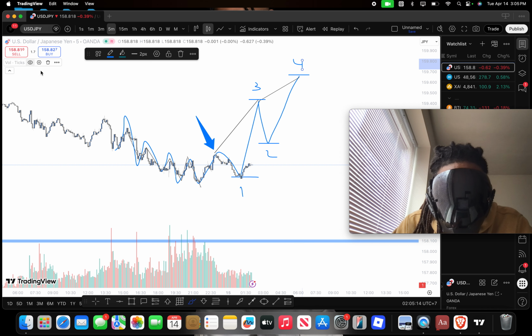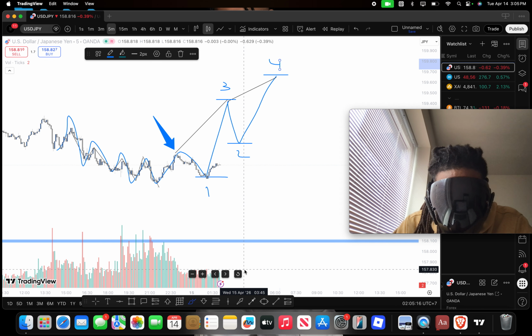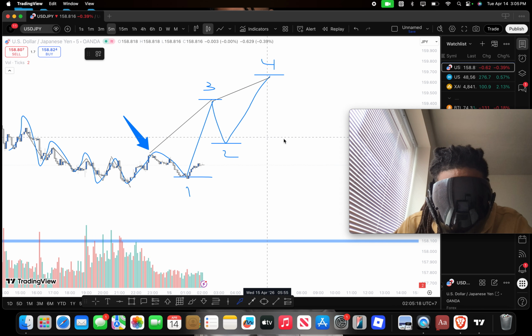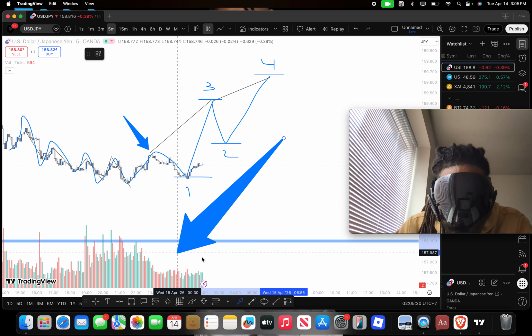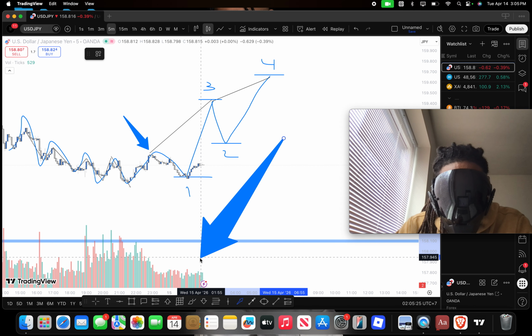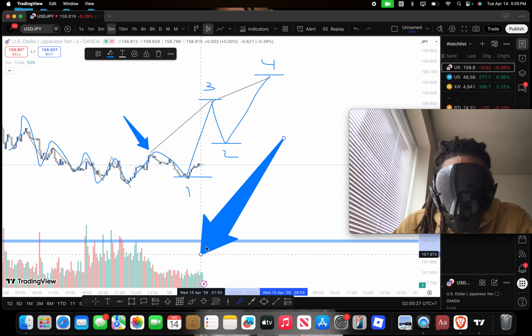And also you can turn on the volume chart, and then if there is actual demand, you'll see a spike in volume down here. You'll see a volume spike, and that will show you that your idea is valid.